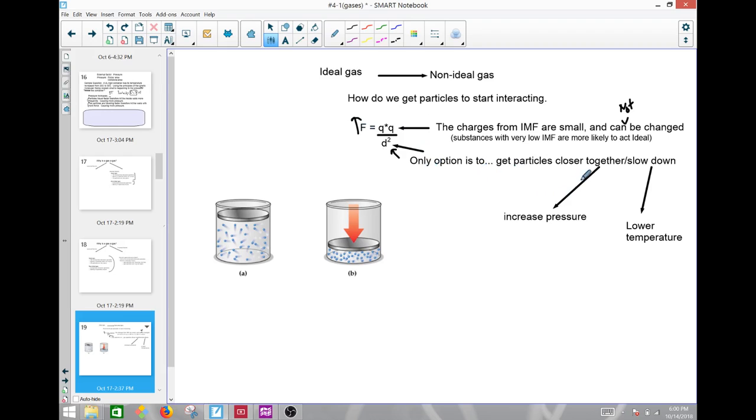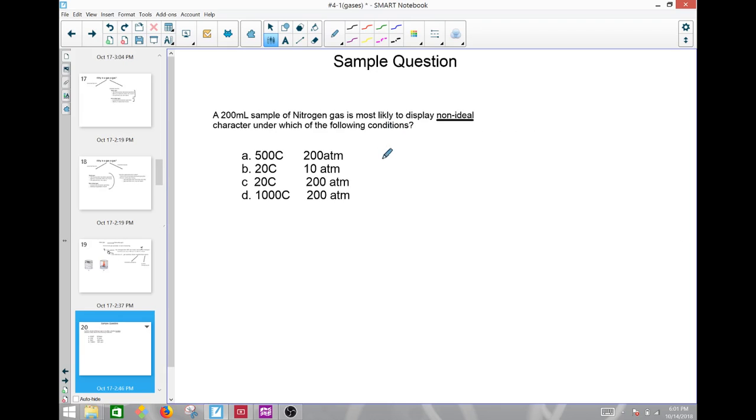So as we get them closer together, this force starts to ramp up. So I can increase my pressure, get them to bounce off each other more. Pressure means the density of the particles. And I can lower my temperature, which slows them down. And I can now get this thing to happen here. This gets smaller, and therefore there's some force of attraction. All right, sample question here. A sample of nitrogen gas is most likely to display non-ideal behavior.